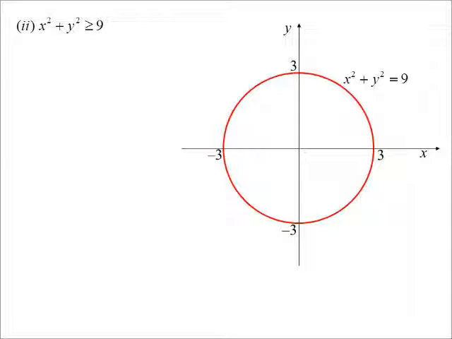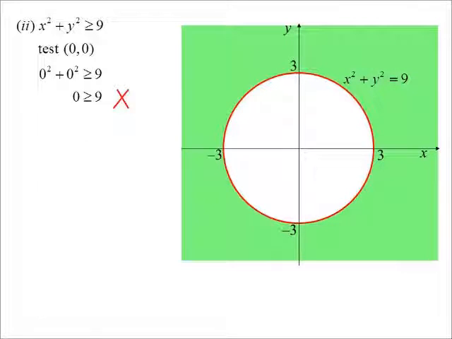Doesn't have to be lines, of course. Circle. X squared plus y squared greater than or equal to 9. So our boundary is the circle and radius 3. In this case, we're either inside the circle or outside the circle. So again, 0, 0. Let's put it in and see what happens. We get 0 is greater than or equal to 9. No, it's not. So therefore, we must be on the outside of the circle.